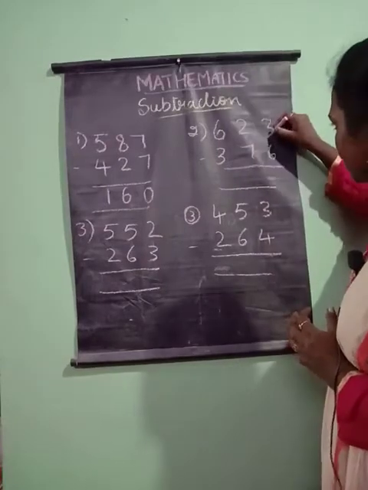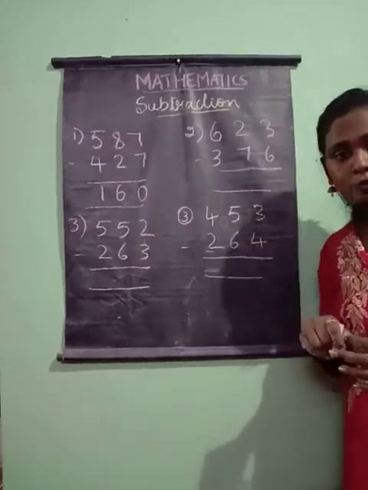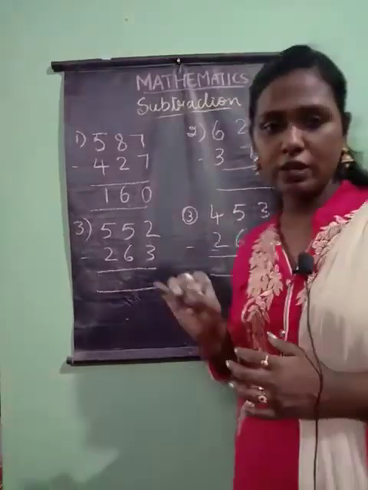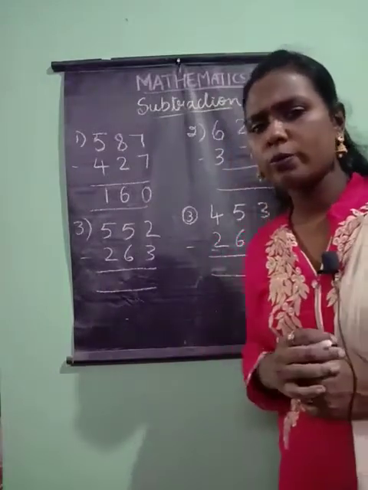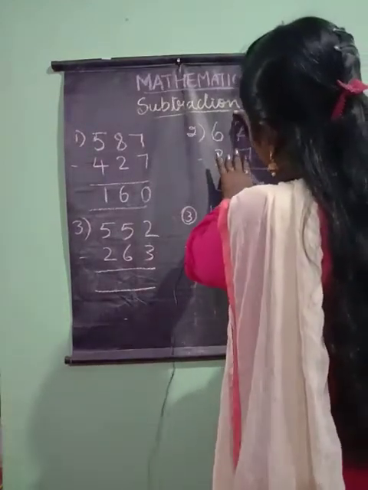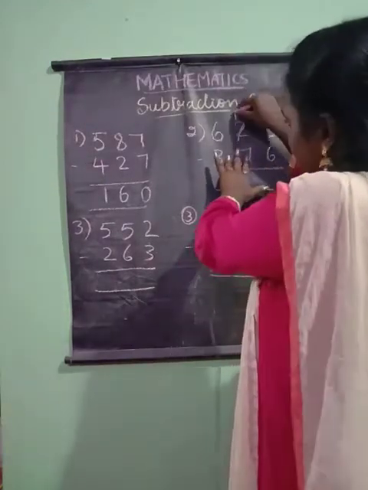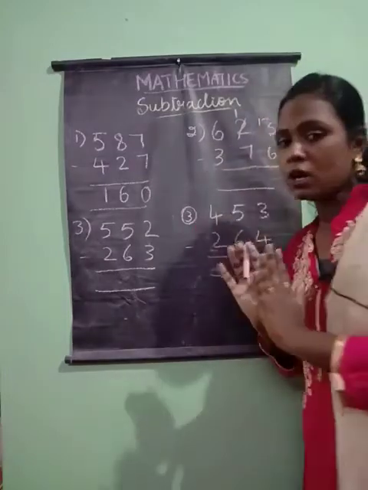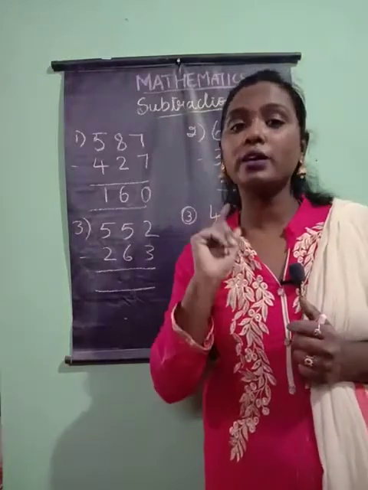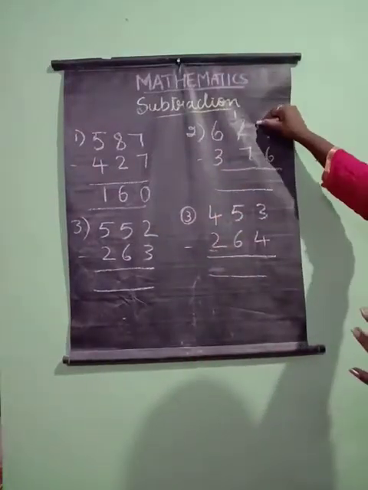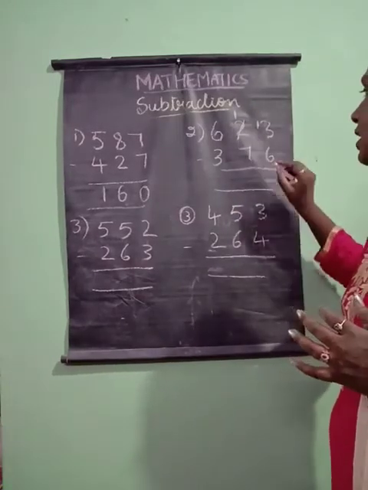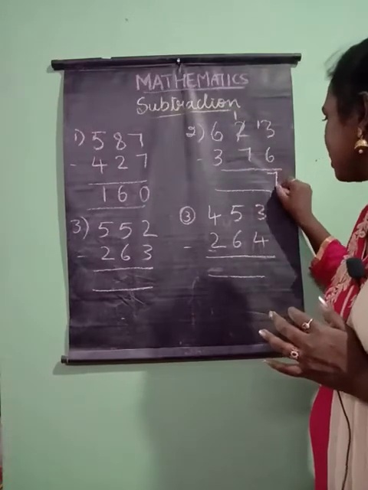Let us move to our second problem. Here I have 3, here I have 6. Is it possible to subtract 6 from 3? No, right? So now what we have to do? We have to take carry from the next number. 2 becomes 1, 3 becomes 13. If I give 1 carry to 3, it will not become 4, it will become 13. So I have written 1 here. Okay, so from 13, if I subtract 6, I will get 7.